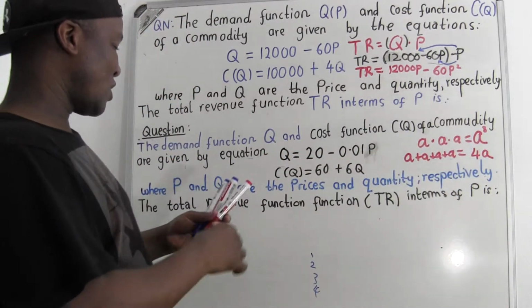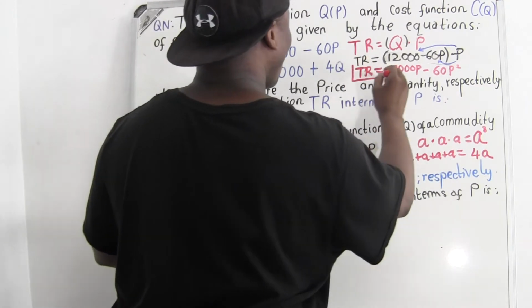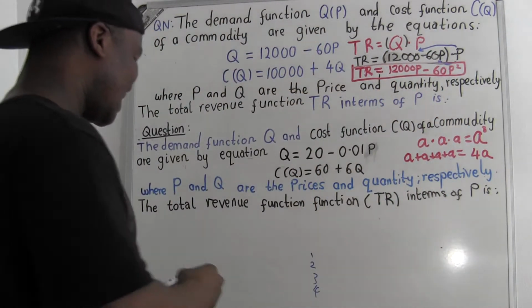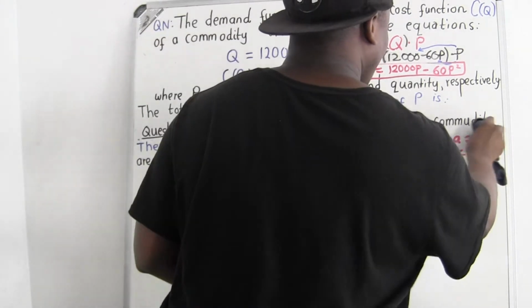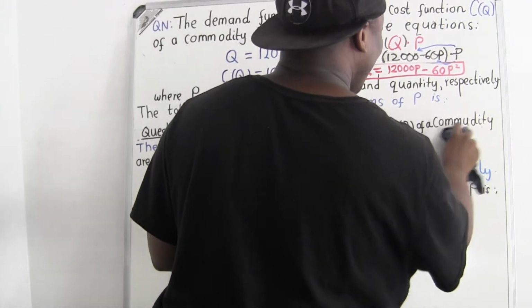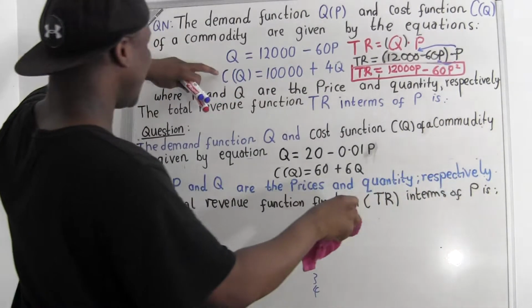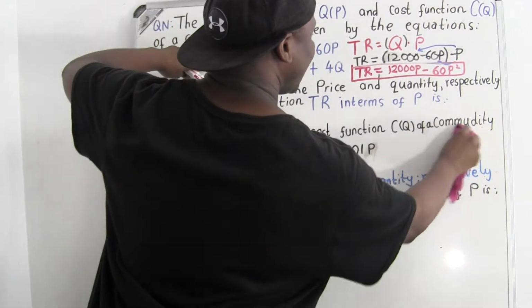So the first question we're done already, and this is going to be our total revenue in terms of P. Now let's go to the second question, which is very similar to the previous question. So I didn't even use this question here. You see? They just give it to confuse you.